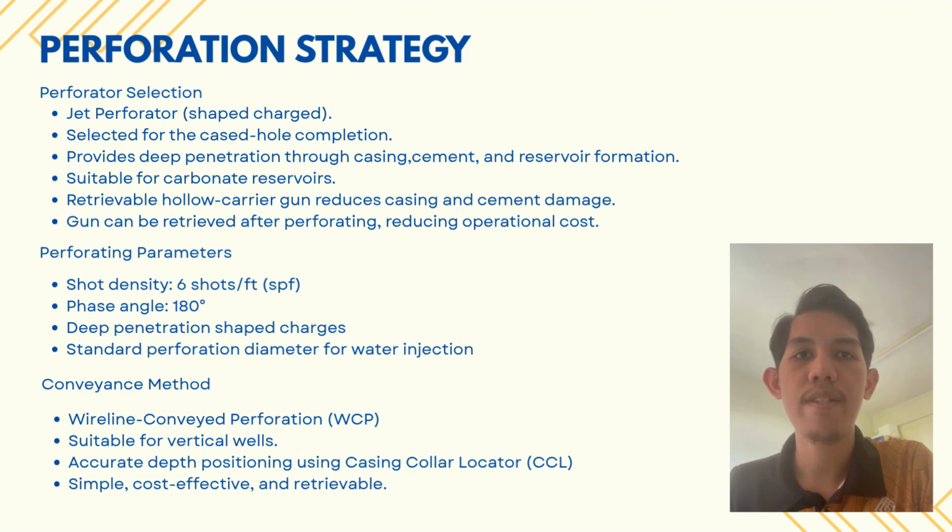For the perforation design, we selected a shot density of 6 shots per foot with a 180-degree phase angle. This configuration provides sufficient flow area for water injection while maintaining the mechanical strength of the casing. We also selected deep penetration shaped charges so that the perforation tunnel extends beyond the damage zone around the wellbore, improving injectivity. A standard perforation diameter is adequate for this water injection application.